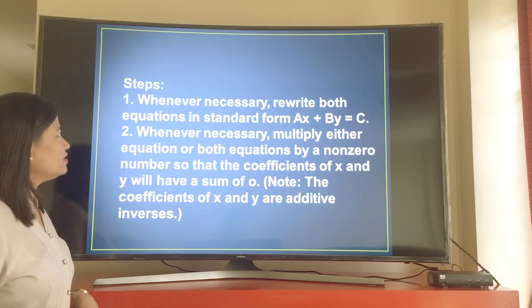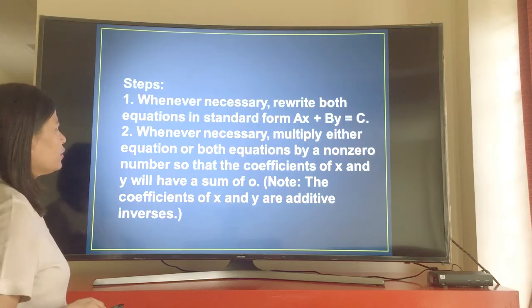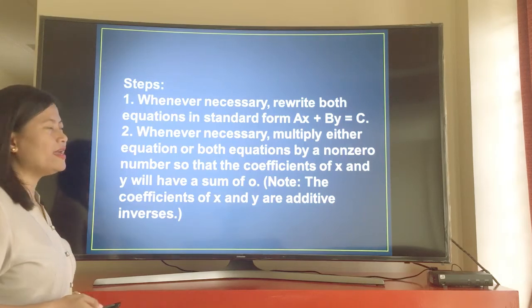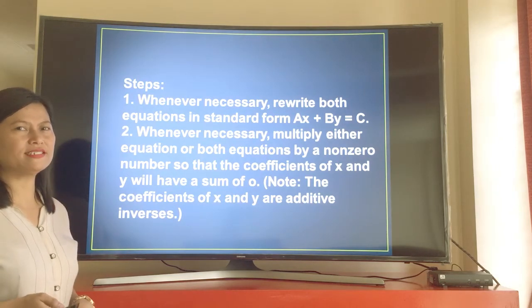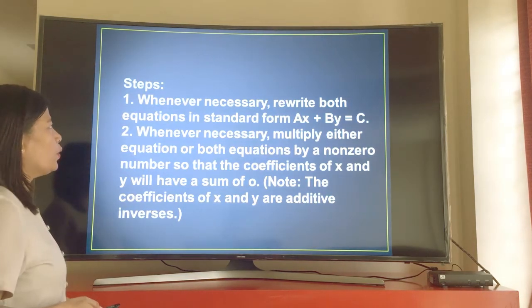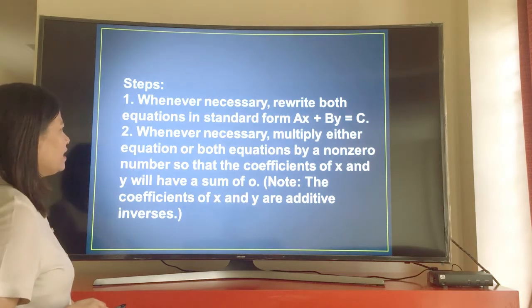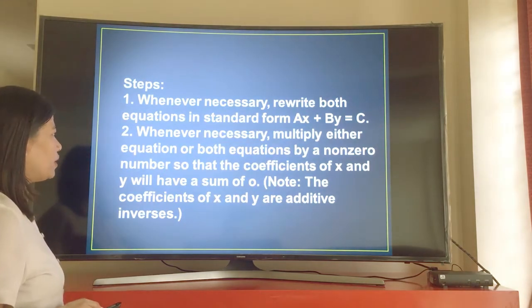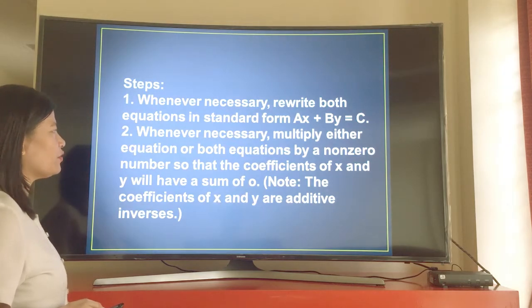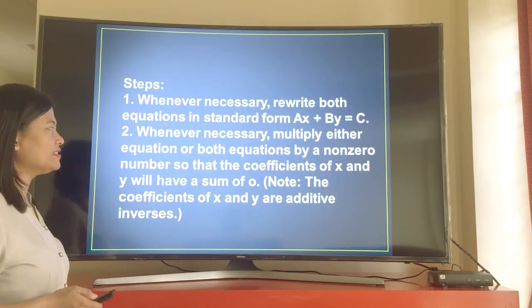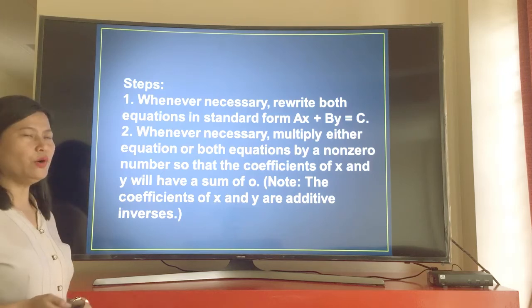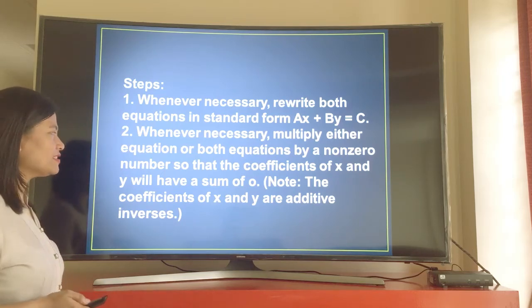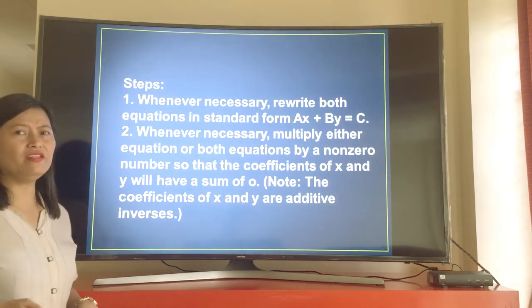Step 1. Whenever necessary, rewrite both equations in the standard form ax plus by equals c. Step 2. Whenever necessary, multiply either equation or both equations by a non-zero number so that the coefficients of x and y will have a sum of 0. Note, the coefficients of x and y are additive inverses.